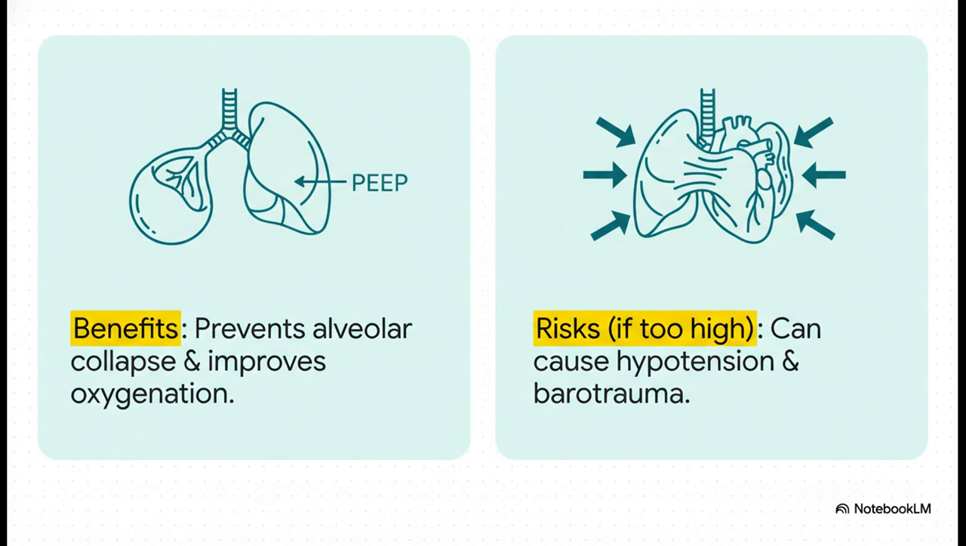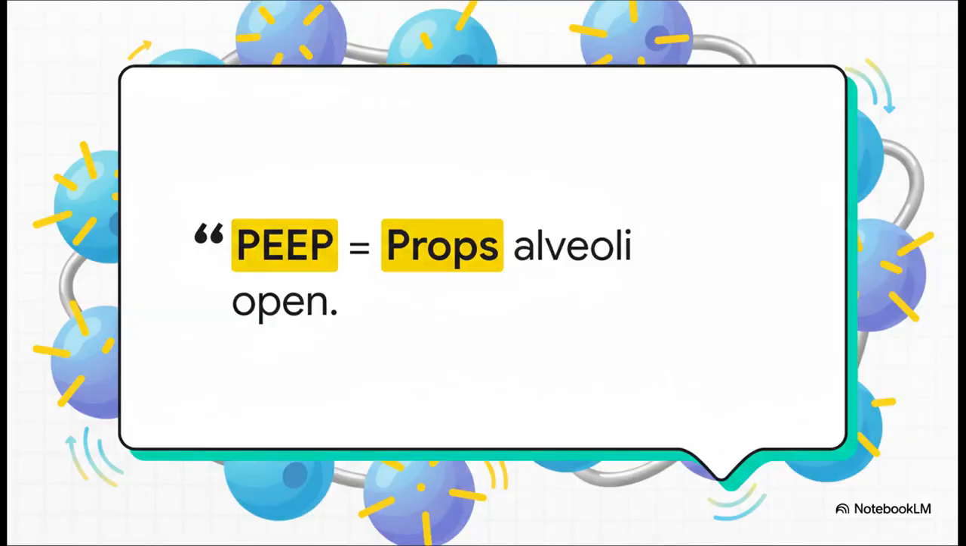Well, PEEP's main job is to keep the tiny little air sacs in the lungs, the alveoli, from collapsing shut after every breath. This props them open so they're ready for the next breath, which makes a huge difference for oxygenation. But just like everything else, if the PEEP is too high, it can actually squeeze the heart and blood vessels, causing low blood pressure or even lung injury. Another balancing act. So if you need an easy way to remember what it does, just think this. PEEP props the alveoli open. It's that constant little bit of pressure that's holding the door open so oxygen can get in and do its job.